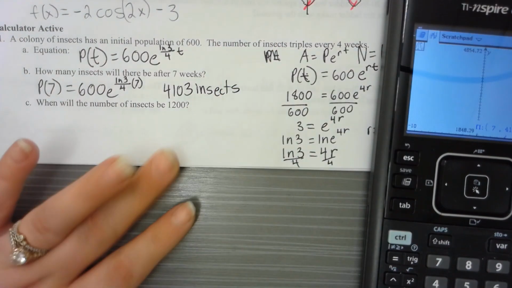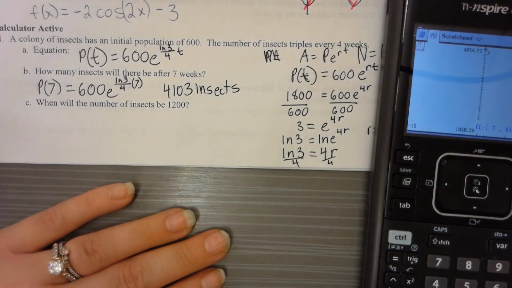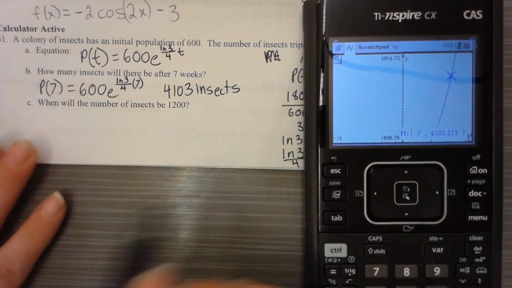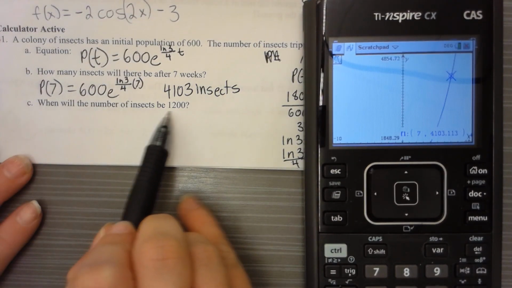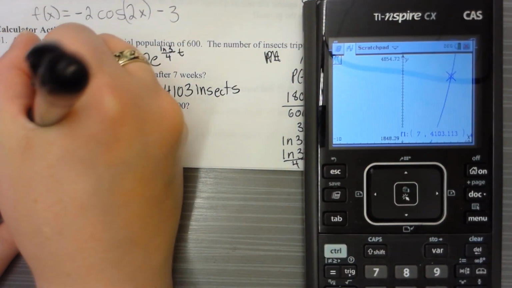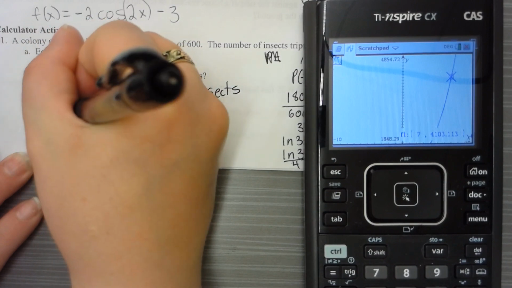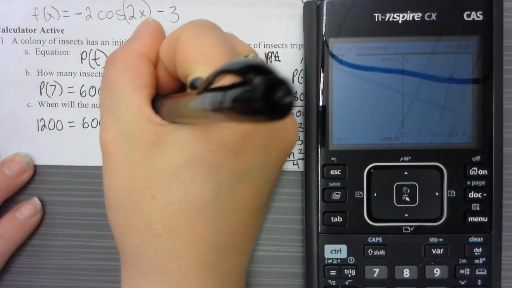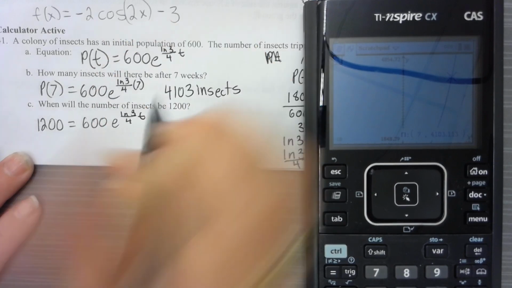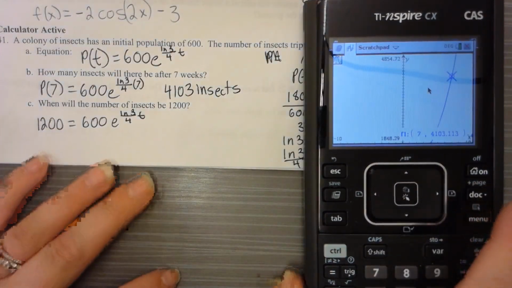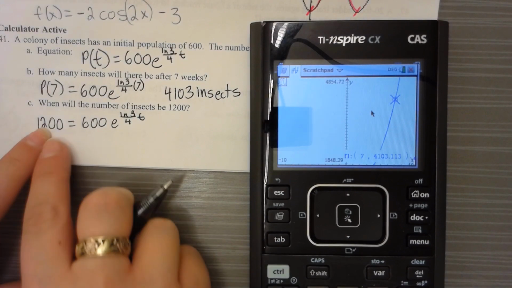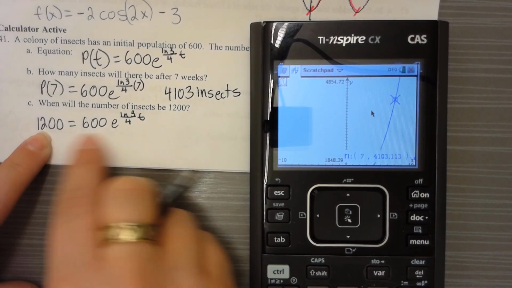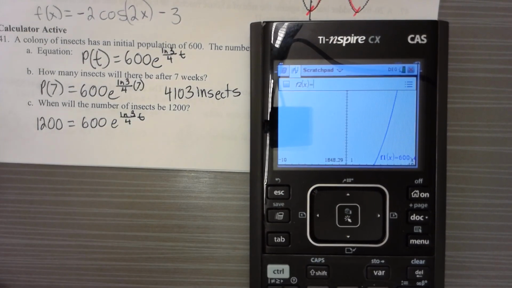We do need to think about that in terms of the problem. Okay, so going to the next piece, it says, when will the number of insects be 1,200? In this situation, we are plugging in 1,200 for that output, and we want to find, in this case, time. So this would be our setup, and then on our graph, we would have to graph this, and we've already graphed this, and then we'll find the intersection. So we'll hit tab and we'll plug in 1200.